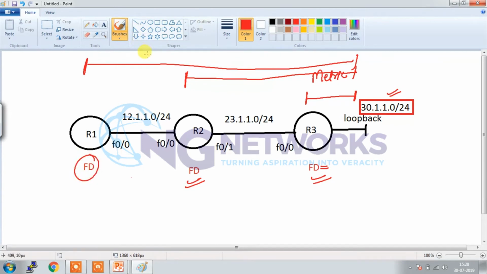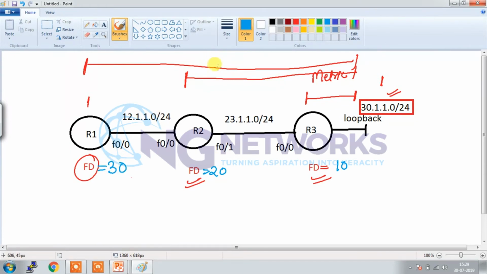So every router has an FD to reach a destination, and FD is nothing but the metric. R1 is the source and the destination is the 30 network, so whatever metric comes between R1 and the 30 network will be the FD for R1. Now, what is RD? Let's suppose the FD for this network on R3 is 10. When R2 calculates its FD, it comes out to be 20, and when R1 calculates, it comes out to be 30. So FD, I think, is clear to you.